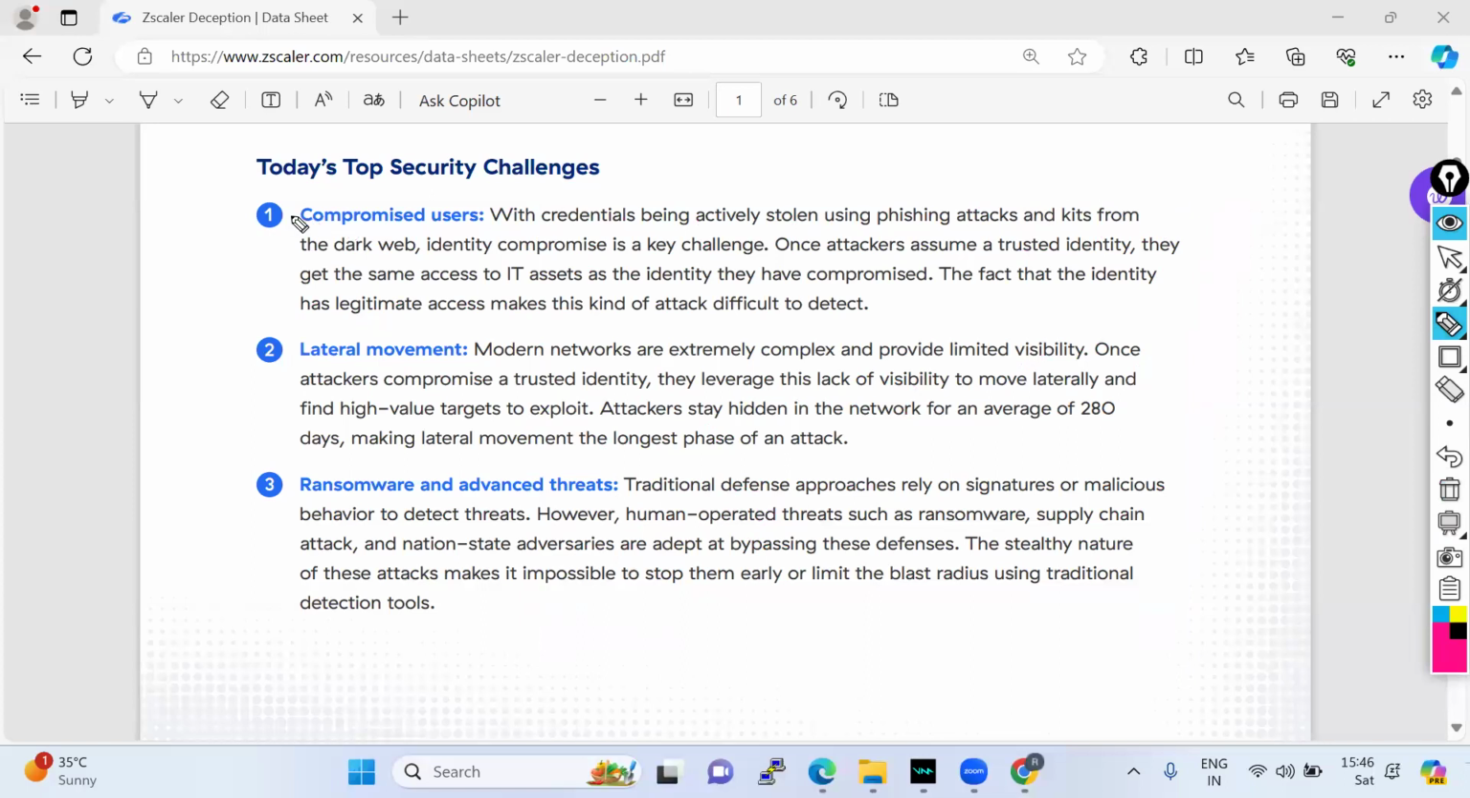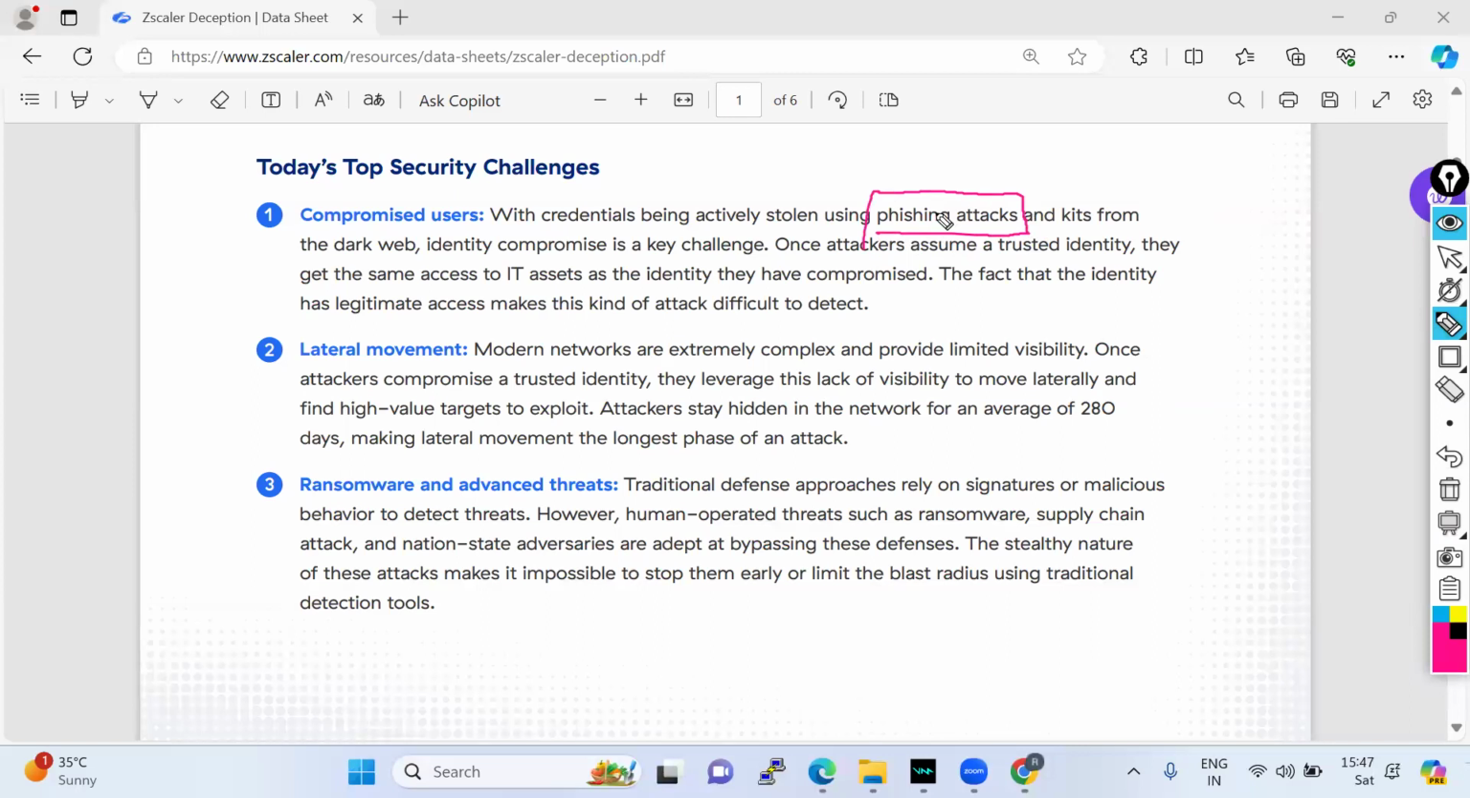So that's why the first victim is going to be a compromised user, with credentials being actively stolen using a phishing attack. I told you in the very beginning of this lecture, they're going to do some phishing attack. They're going to send a phishing email. That's the most common, right? That's why you see in many organizations they keep warning: if you have any phishing email and you think this email is suspicious, just report it to us, right?